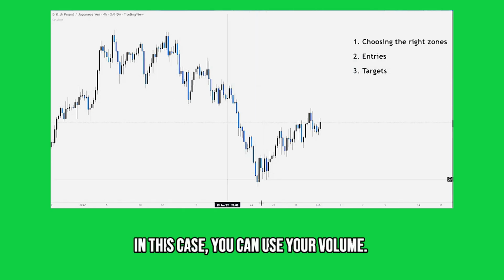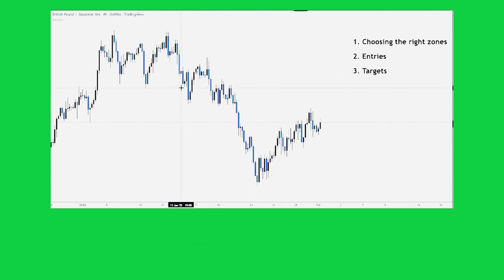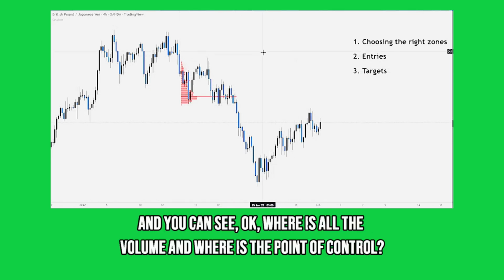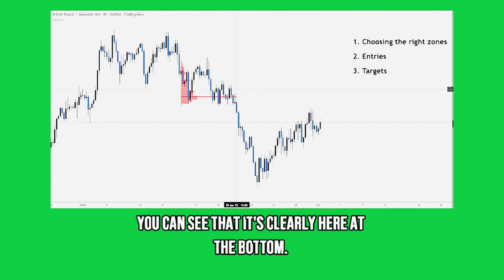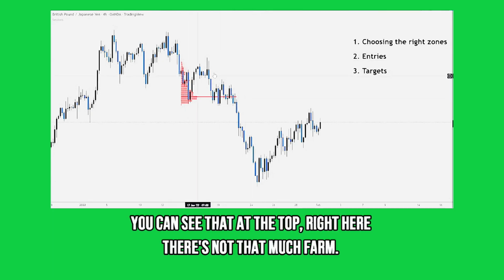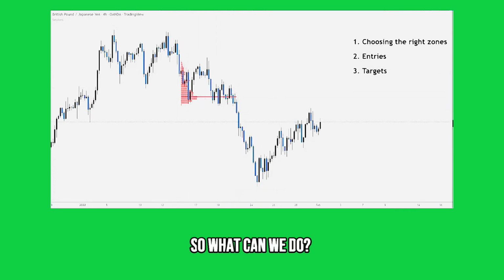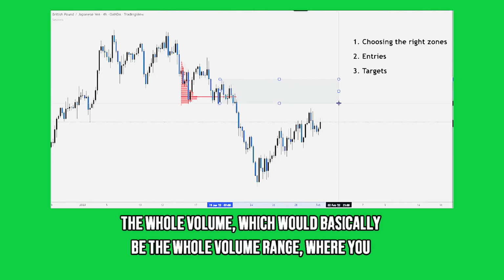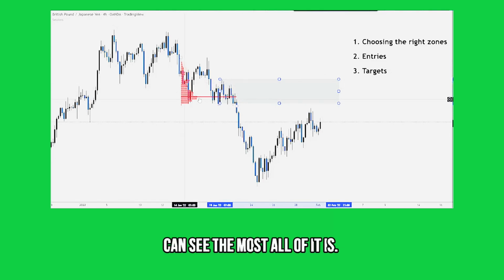So what do you do in this case? You can use your volume tool. You take the whole range where you would draw your 50 zones, and you can see where all the volume is and where the point of control is. You can see that it's clearly here at the bottom. At the top right here, there's not that much volume. So what can we do? Well, we could be drawing a zone, for example, from this high and including the whole volume, which would basically be the whole volume range where you can see the most volume is.